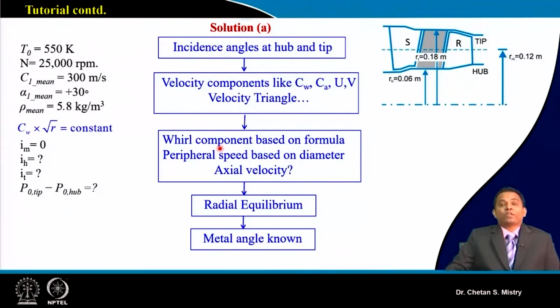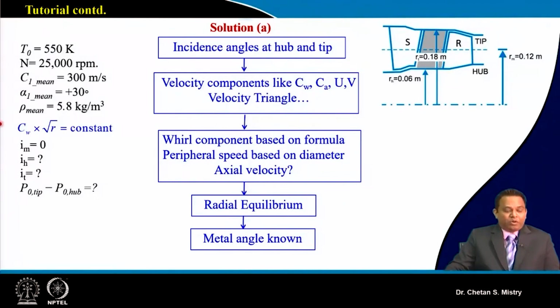But a very important velocity component is missing, that is the axial velocity. Now the question is, how do we calculate our axial velocity? Angles are unknown and a few velocity components are known, but we have our radial equilibrium equation, which will help us calculate the axial velocity. It may vary from hub to tip, or it may remain constant. We need to check.